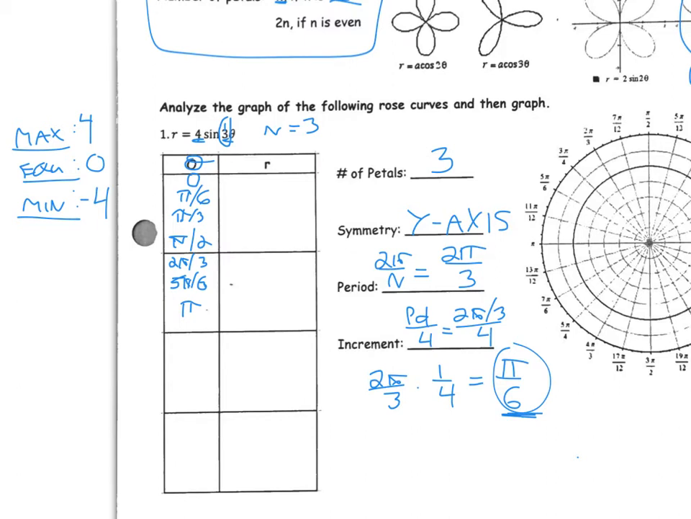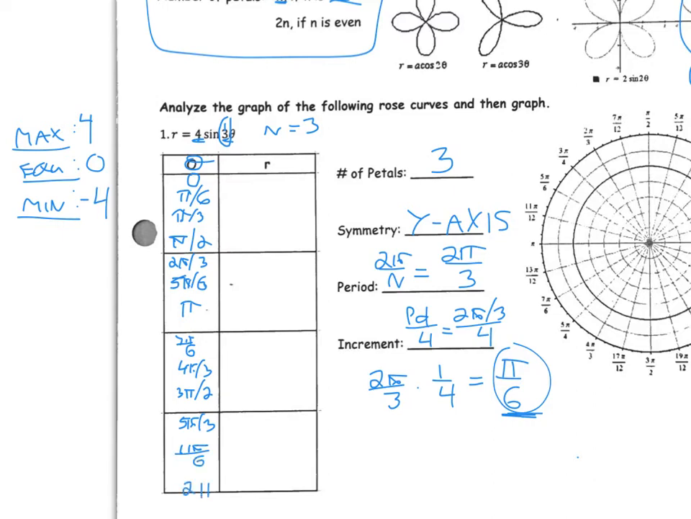Then I get 7 pi over 6. Add pi over 6 to that, I'm going to get 4 pi over 3. Add pi over 6 to that, I get 3 pi over 2. Add pi over 6 to that, we get 5 pi over 3. Add pi over 6 to that, we get 11 pi over 6. And if I add pi over 6 to that, I get 12 pi over 6, which is 2 pi.